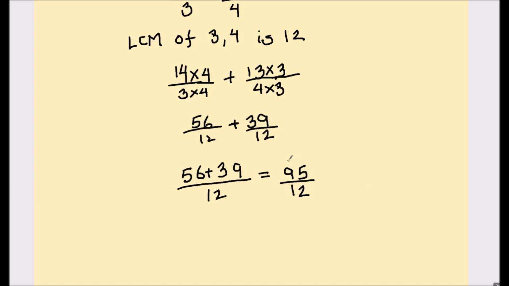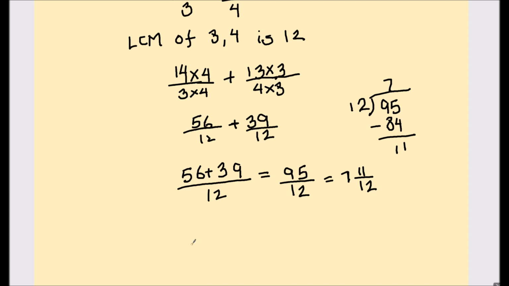So we can leave the answer as is, as an improper fraction, or we can write the answer as a mixed fraction. So we need to divide the two numbers to get the mixed fraction from this improper fraction. So let's divide 95 by 12. 12 times 7 is 84. And if we subtract, 5 minus 4 is 1, and 9 minus 8 is 1. So our mixed fraction will be 7 whole 11 by 12.